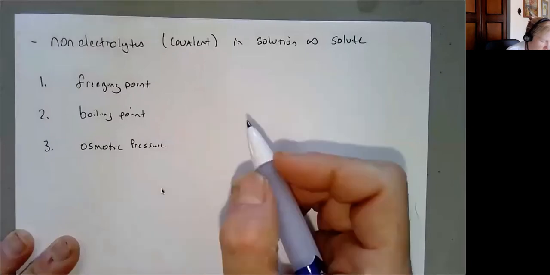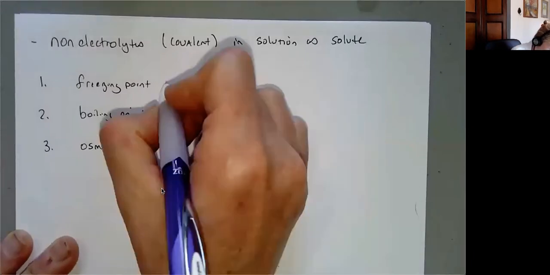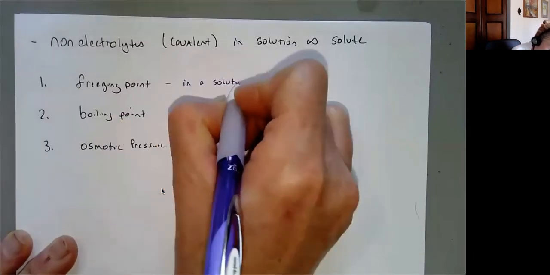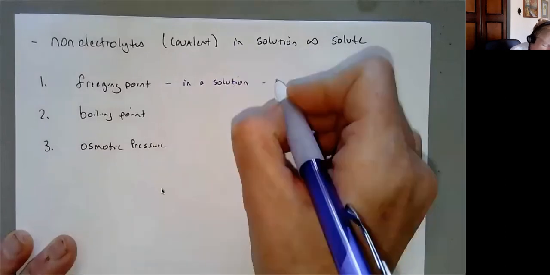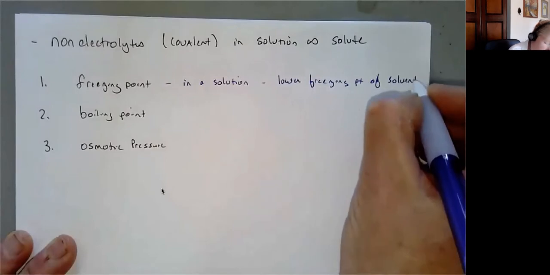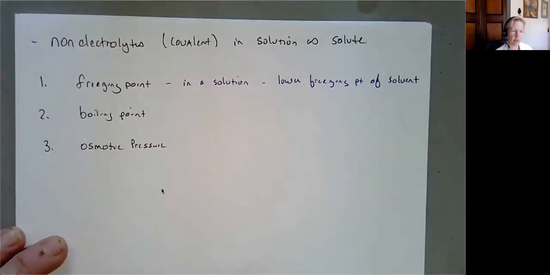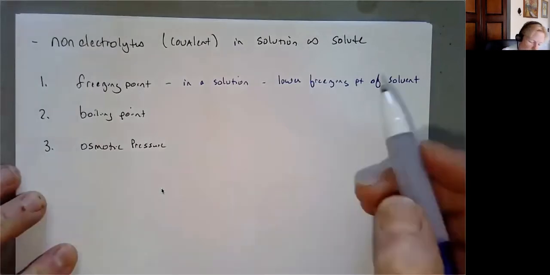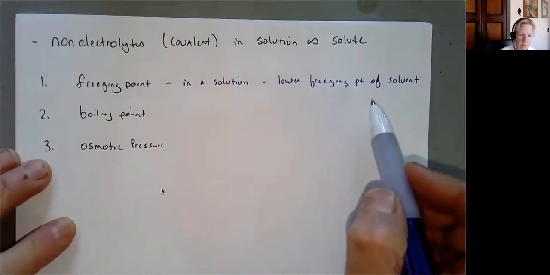Because this is a colligative property, I'm going to lower the freezing point of the solvent. In colligative properties, we're always looking at what the majority component is. So in this case, the majority component of a solution is always the solvent. So if I make a solution, what I'm doing is lowering the freezing point of that solvent.